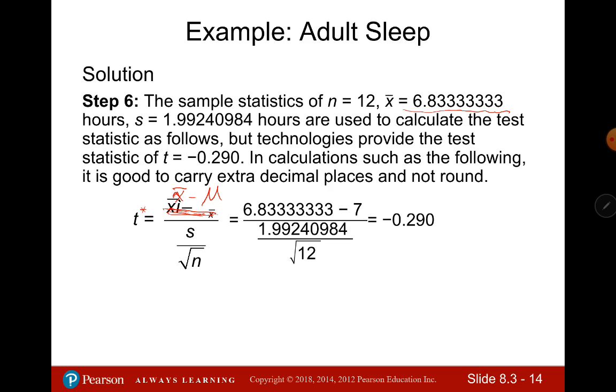But this time we are doing the t-test. So our test statistic is a t-value. So t star is our test statistic, and we have this is negative 0.29. We will use the t-table.